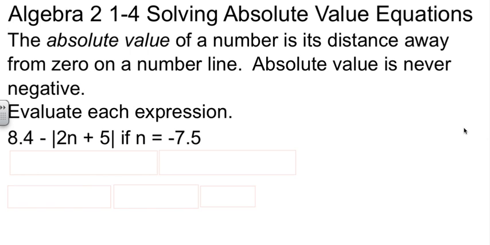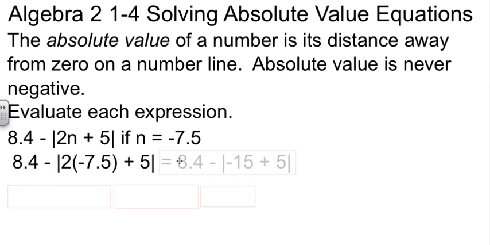We're going to spend a little time evaluating a couple of absolute value type expressions, such as this one, 8.4 minus the absolute value of 2n plus 5, if we know that n is negative 7.5. Well, first off, we substitute in what we know for n, and then we use our order of operations, clean up the inside of the grouping symbol.